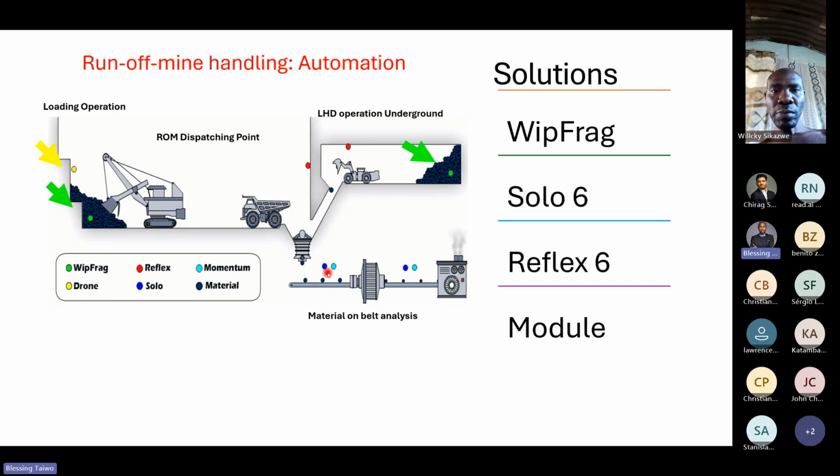So it's taking the picture as the material is coming either from an underground mine or from a surface mine, either after the primary crusher or after the secondary crusher. As the material is coming from the crusher, you want to see the particles of the material coming from the primary crusher before it goes into the secondary crusher. Why do you need this information?